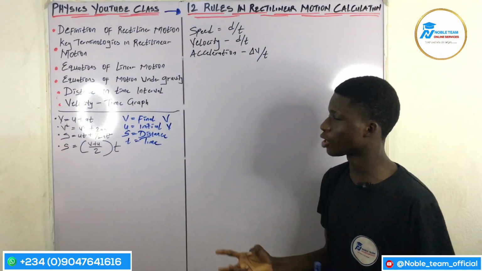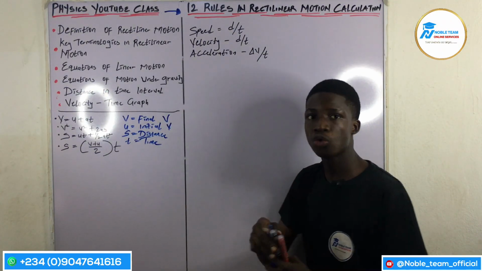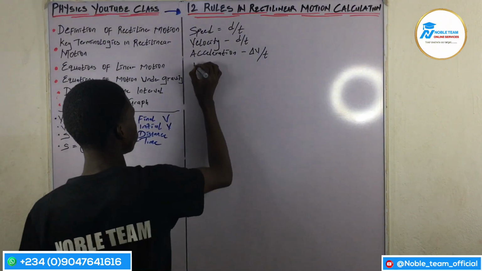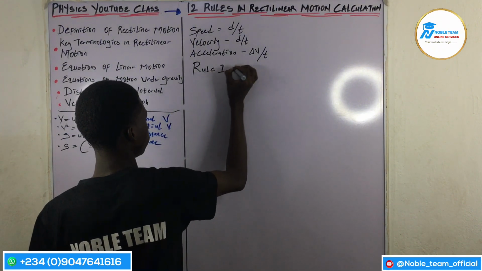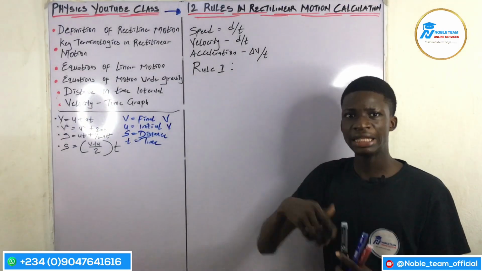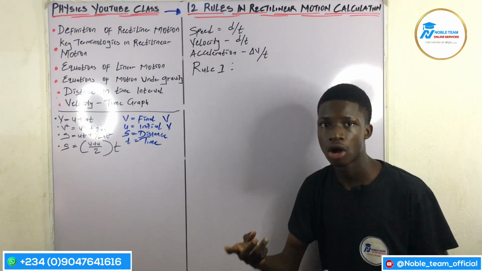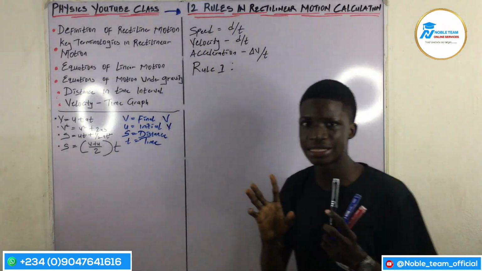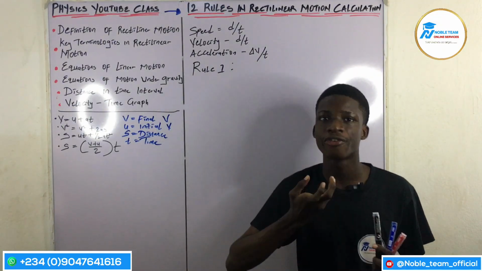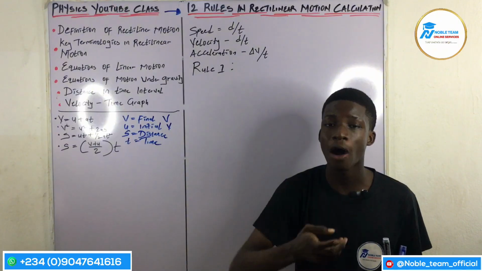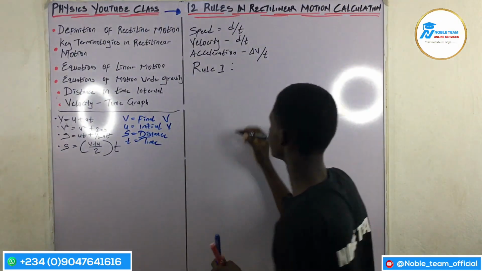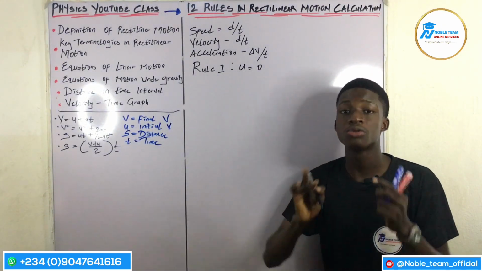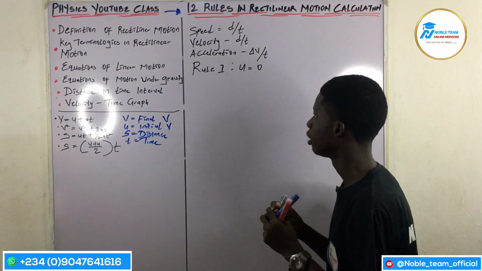Now let's look into the rules, because we have rules in this topic. The first rule, rule 1. Rule 1 states that if a body is moving from rest or at rest, it simply means that the initial velocity is 0. Take note of it. I say that if a body is moving from rest or at rest, the initial velocity U is equal to 0. This is rule 1. Remember, there are 12 rules. Once you know these 12 rules, you are good to go in solving any question in rectilinear motion.